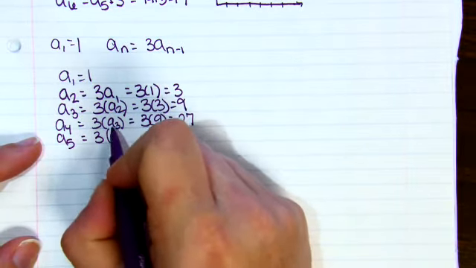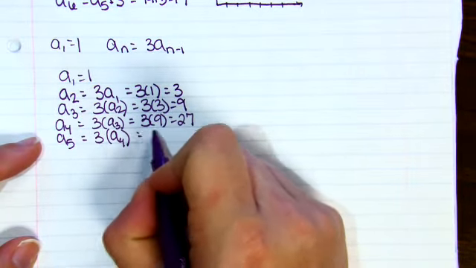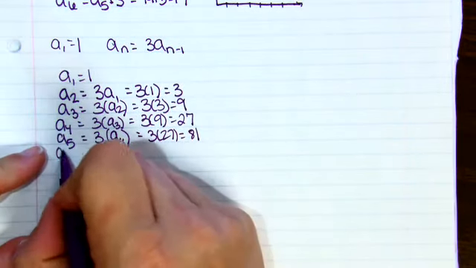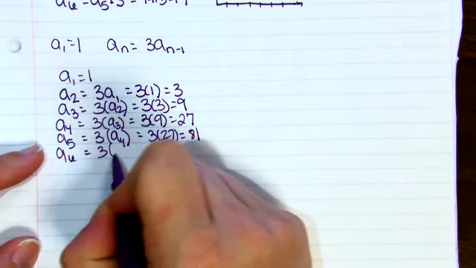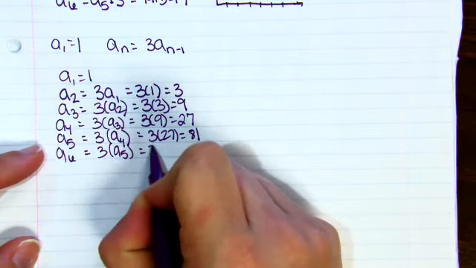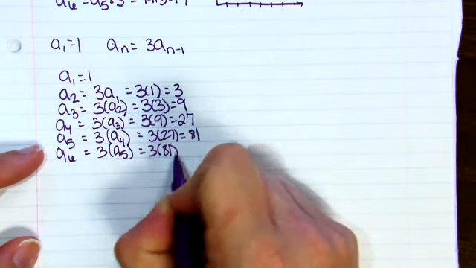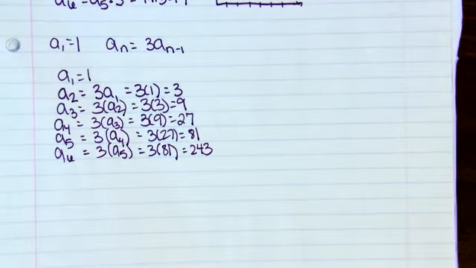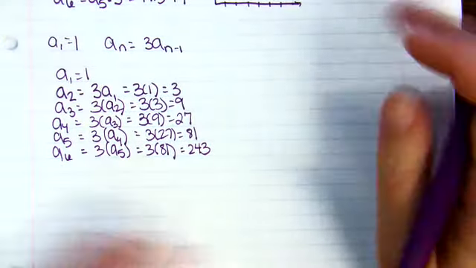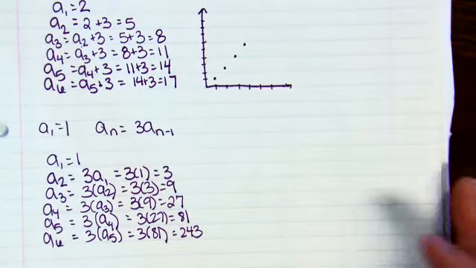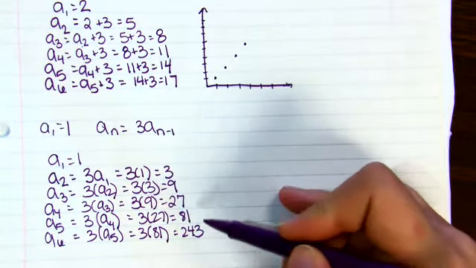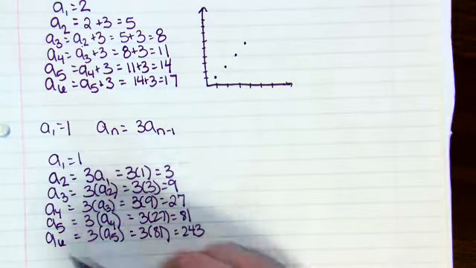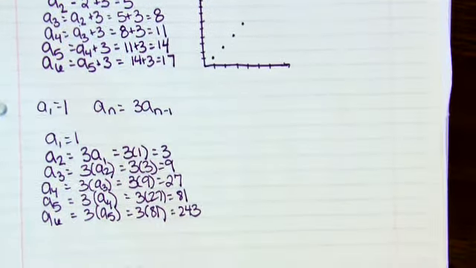Fifth term is 3 times the fourth, which is 3 times 27. That gives me 81. And my sixth term is 3 times my fifth, which is 3 times 81, which is 243. So if you look, just comparing the difference between these two lists of numbers, this one is growing a ton compared to this one, which makes sense. This is really exponential growth when you think about it.